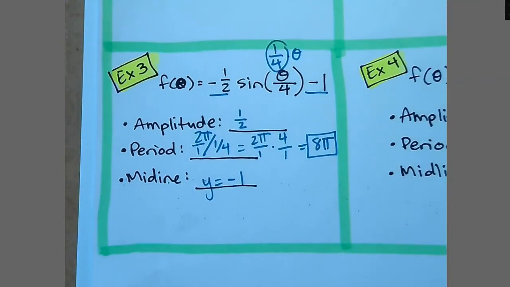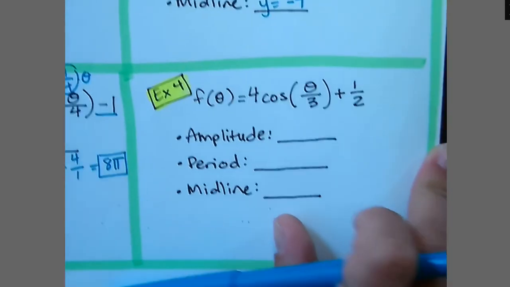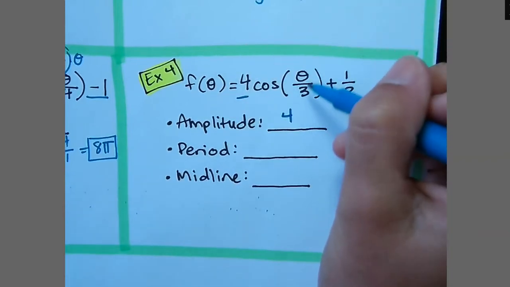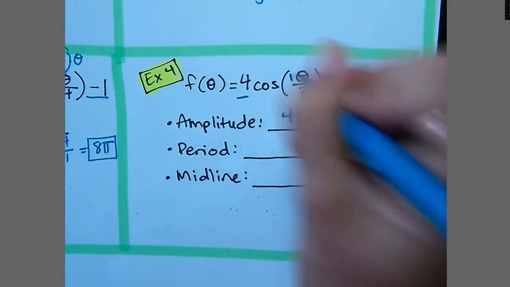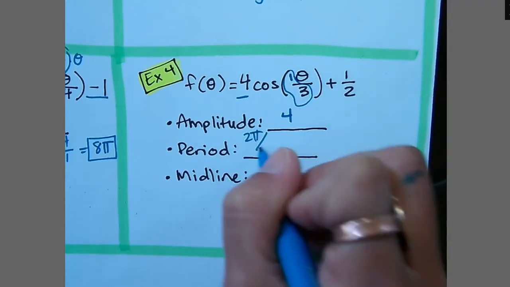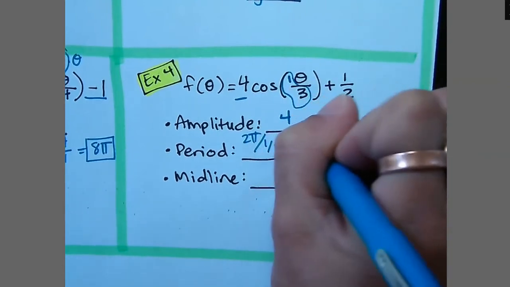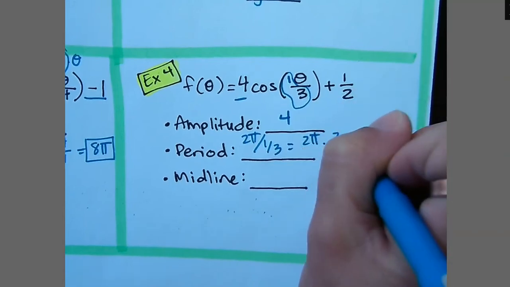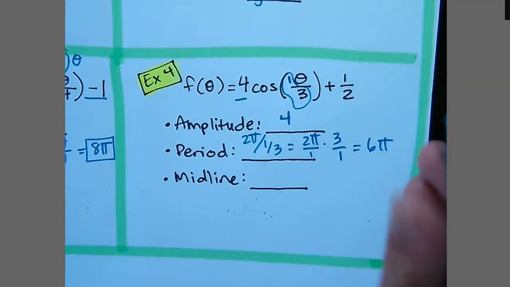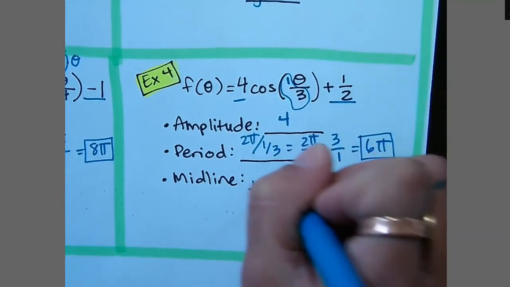Okay, last example. The amplitude is just the absolute value of the number in the front. So the amplitude here is 4. Then the period is the number in front of theta or x. So since here it is 1/3, we're going to do 2 pi divided by 1/3. Since we're going to keep, change, flip, it's going to be 2 pi times 3 over 1. Multiplying these two on top, it's going to be 6 pi. And the midline is just the number on the end. So it's y equals 1/2.